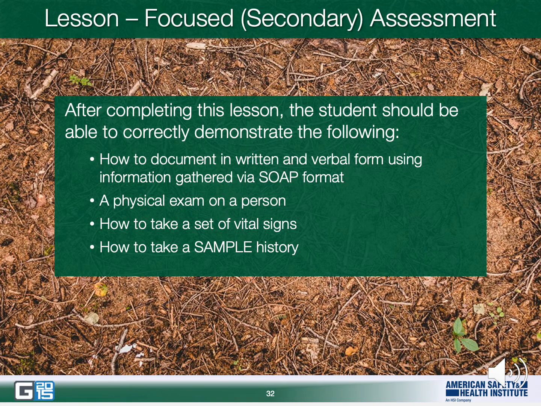After completing this lesson, you should also be able to correctly demonstrate how to document in written and verbal form using information gathered via SOAP format, which is not a format that we use with ESAR, but it's good to know. A physical exam on a person, how to take a set of vital signs, and how to take a sample history.